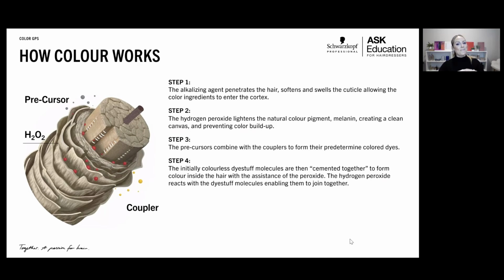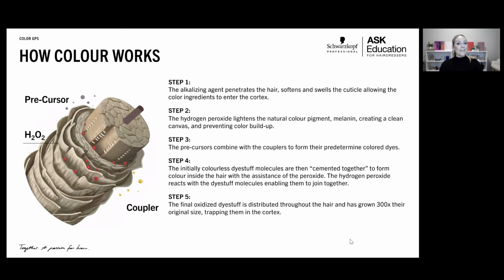Step 4 would be all of this coming together and being cemented into the final shade. Different combinations of red, yellow, and blue come together and create the final molecule, which is up to 300 times larger. This is with the activation of hydrogen peroxide. So this H2O2 reacts with the dye molecules to create that final shade, joining them all together.